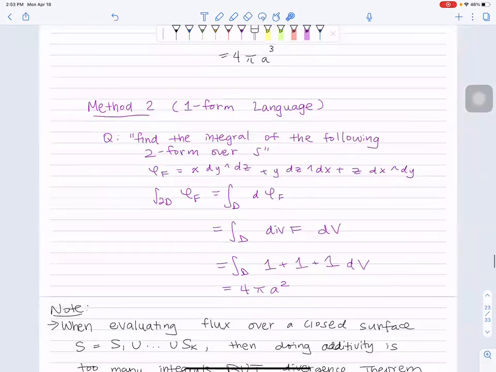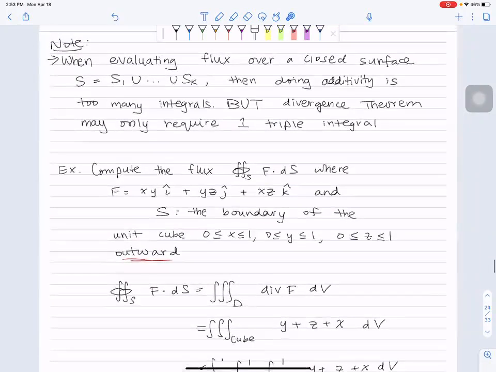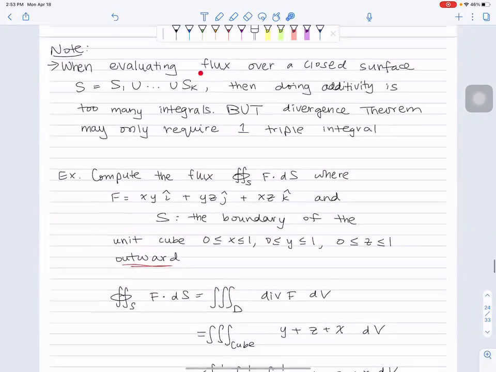Okay, and where this divergence theorem comes in handy is that, say we wanted to evaluate some flux over a closed surface, where that surface is made up of multiple parts. Then if we wanted to do additivity, using the left side of our formula, and we had all those separate surfaces, we'd have to do this k times or however many times. Instead, the divergence theorem makes it easier for us because sometimes we're only going to need to do one integral.